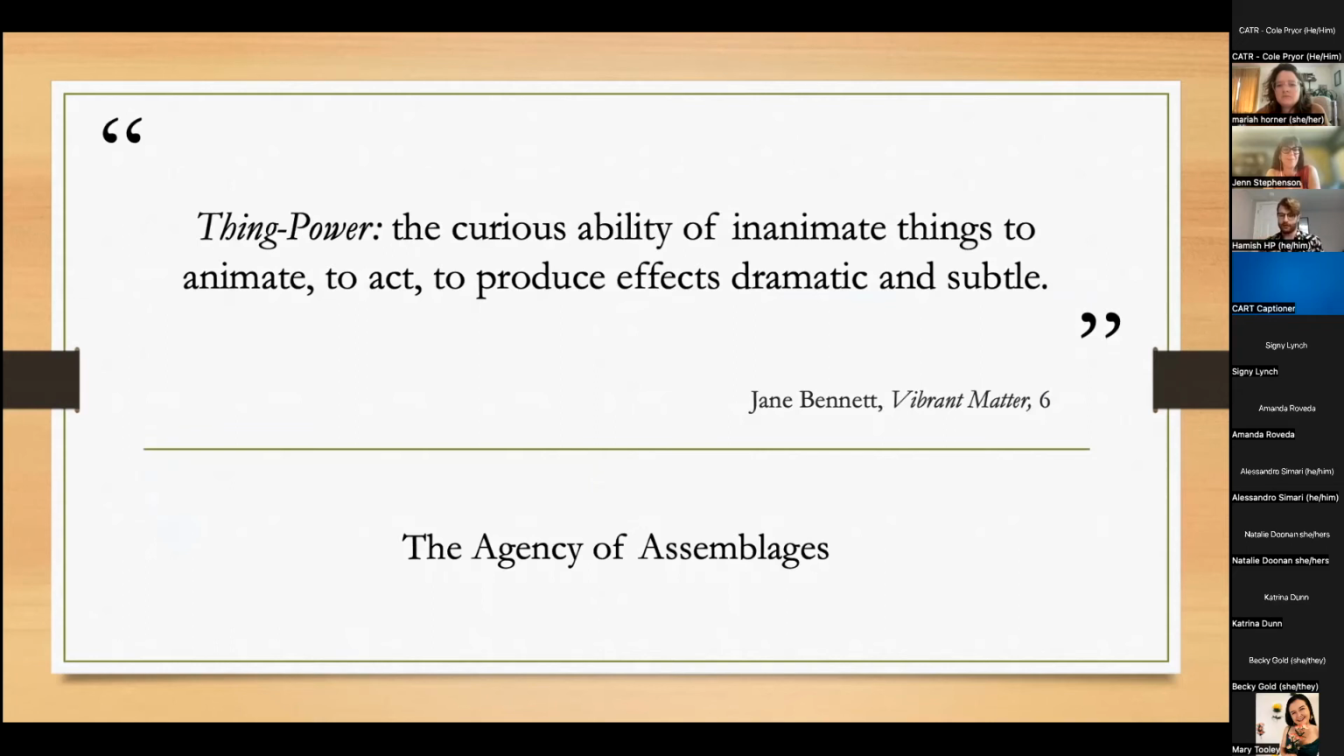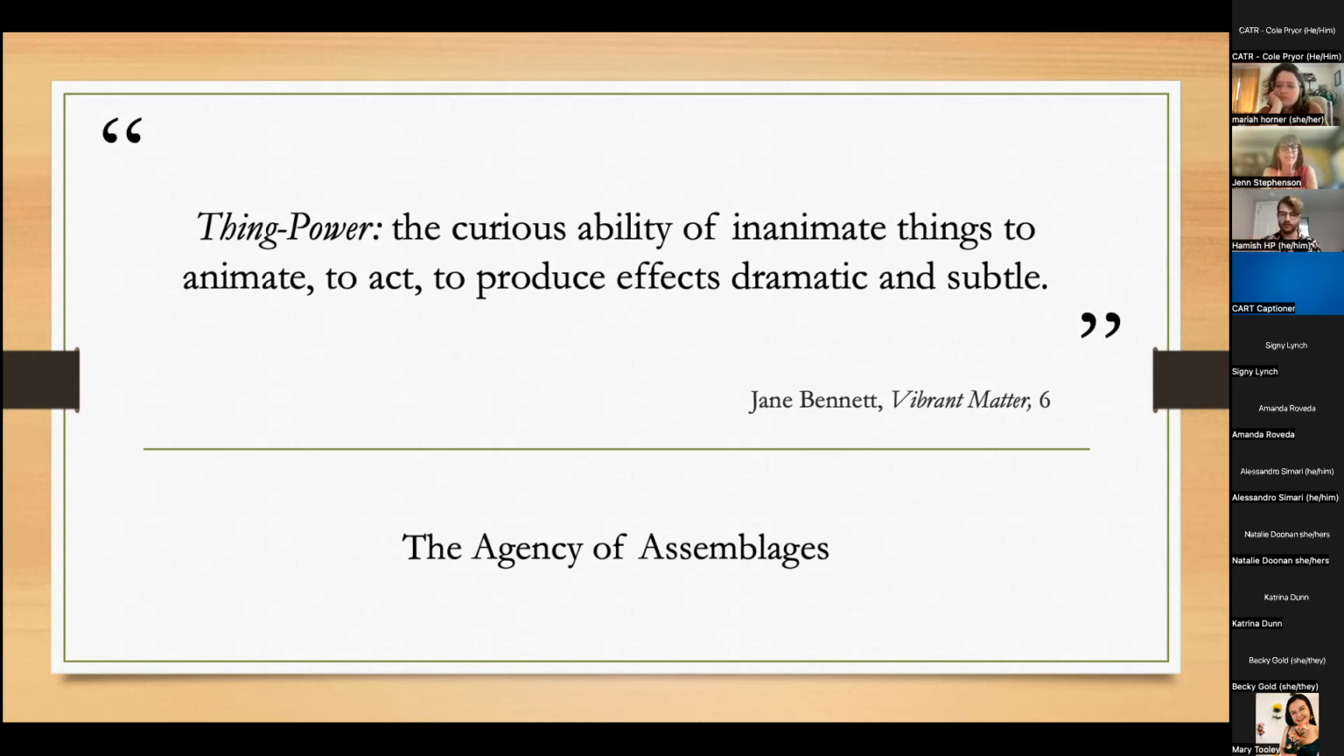Theorist and philosopher Jane Bennett argues that they can, and in her book Vibrant Matter, she proposes the idea of thing power, which is the curious ability of inanimate objects or things to animate, to act, and to produce effects dramatic and subtle. This thing power arises from their fundamental existence as material, unique things. And it means that they also exist constantly in relation to other things. They enhance their power, in her words, as a heterogeneous assemblage. Things affect the world around them and are affected by it, and the way they do so depends on their specific and vital materiality. This means that actors, humans or objects, never act alone, but always in relationship to each other.